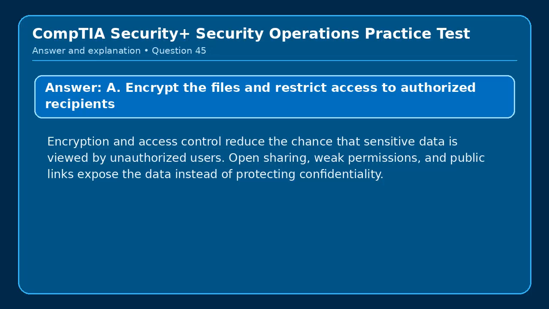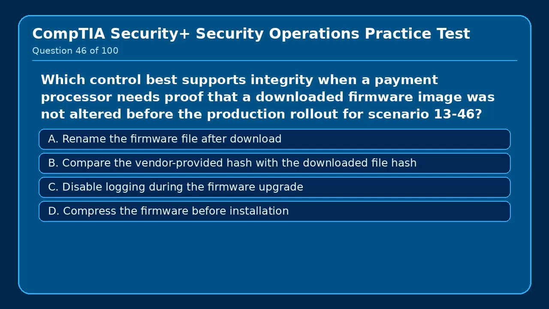Question 47. Why would a school district deploy redundant power and clustering for the HR system during a service reliability review for scenario 13 to 47? A. To make stored data anonymous. B. To improve availability during component failures. C. To remove the need for authentication. D. To replace incident response planning. Take a moment to choose your answer.